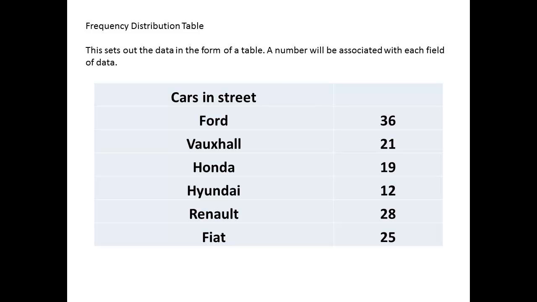Let us take the simplest way of illustrating data. The table shows data collected to show the ownership of different makes of car in a street. All the table lists is the make of the manufacturer and the number of cars for each manufacturer found in the street.